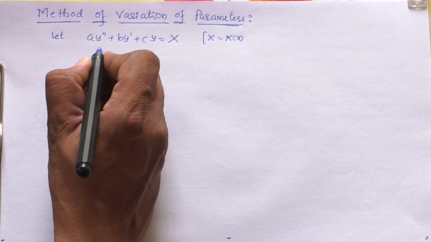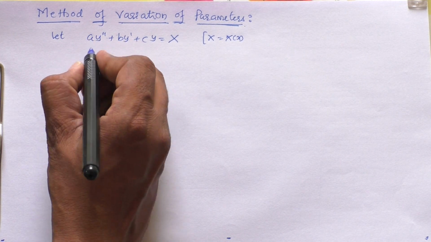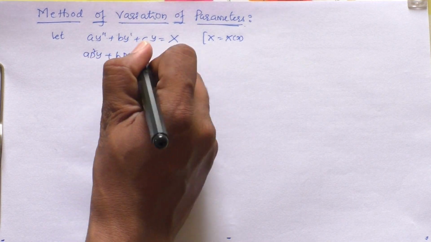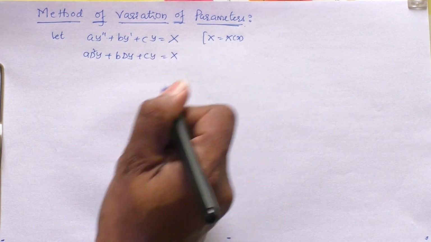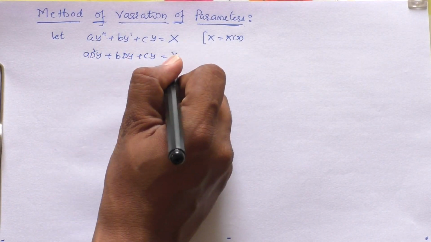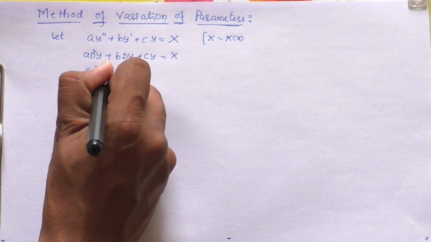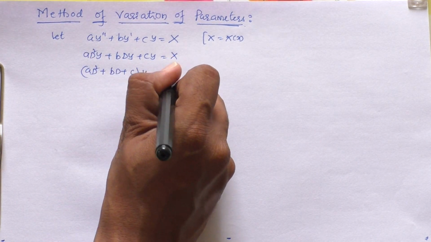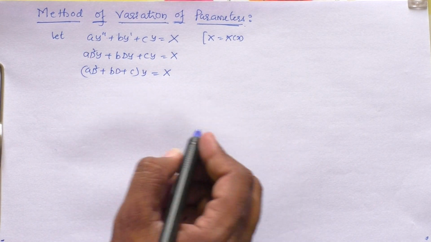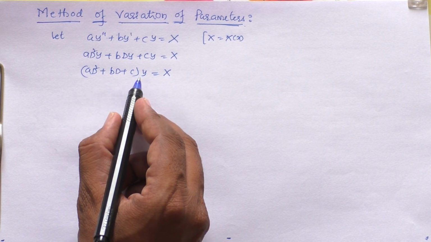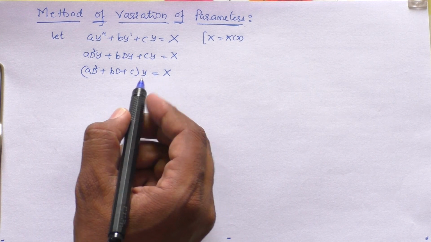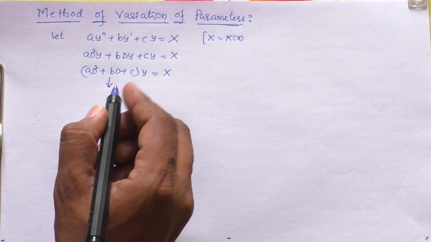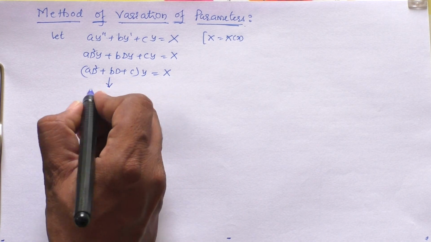Here y'' means the second derivative, a d square y, plus b, y' means the derivative of y, dy, plus c y equal to capital X. Since y is common throughout, taking y common we get (a D square plus b D plus c) y equal to capital X. Now look at the equation: it has an x term as well as a y term. Let us simplify the LHS part and find the solution by referring to the LHS.